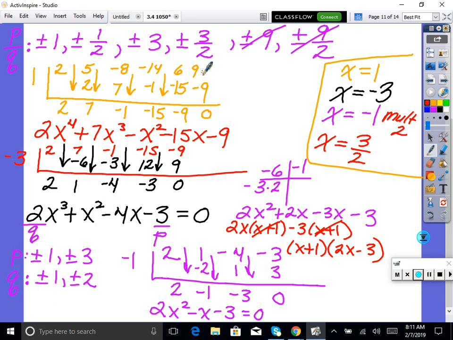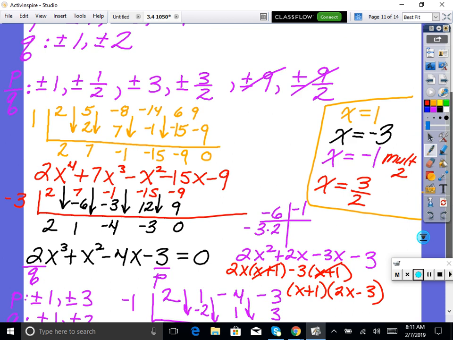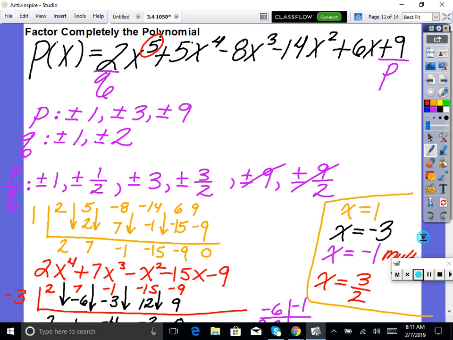So in this one, this degree 5 had all rational roots. Count: 1, 2, 3, 4, 5. So now we're going to use that to write it in its factored form. It says, use those roots to factor it completely.